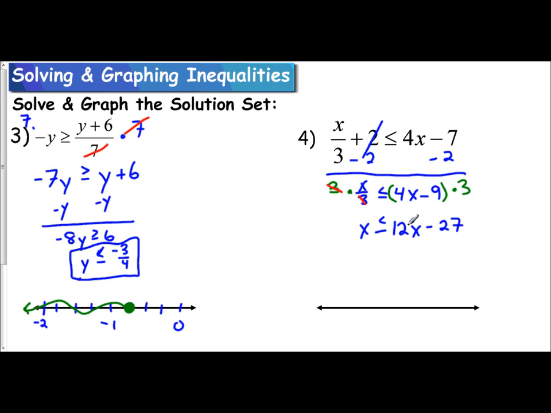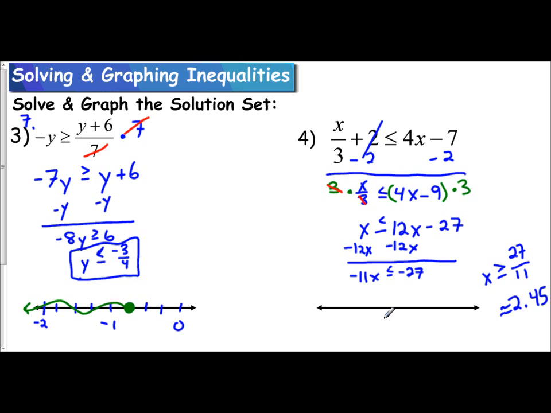I'm going to subtract 12x, and I get negative 11x is less than or equal to negative 27. And so when I divide by negative 11 here, a negative flips the inequality sign, and a negative divided by a negative is a positive. So x is greater than or equal to 27/11, which if you type 27/11 in your calculator, is approximately 2.45.